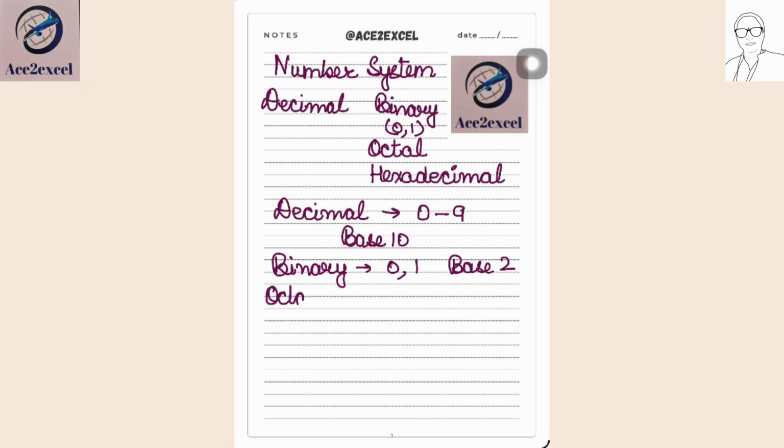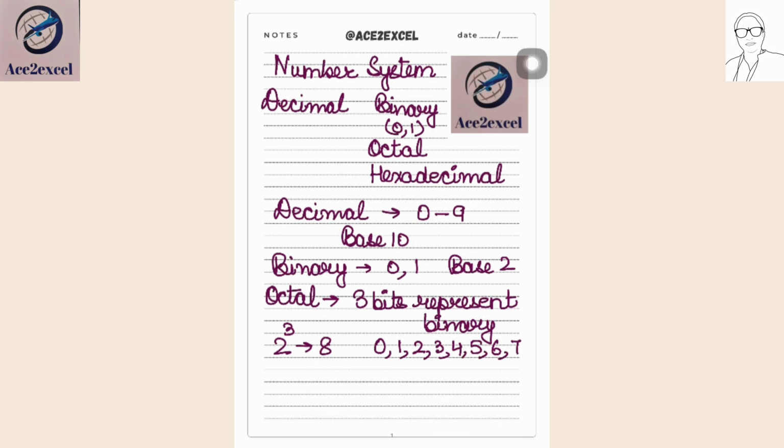The octal number system uses 3 bits to represent the binary data. If I say 3 bits, 2 raised to power 3, 8 possible combinations are there, and when we start using binary, the numbers will be 0, 1, 2, 3, 4, 5, 6, 7. That means the base of the octal number system is 8.